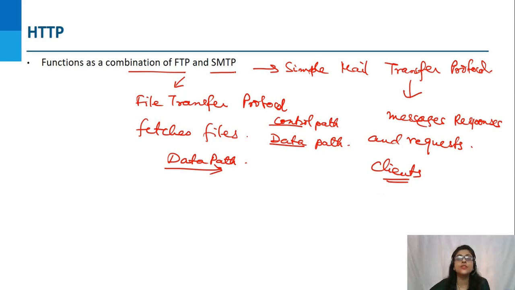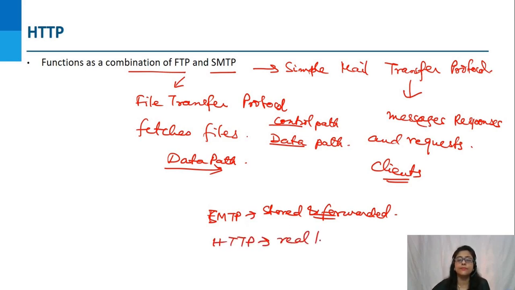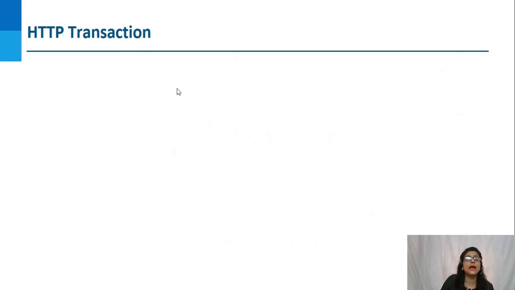Also, in SMTP, the messages are stored and then forwarded to the user, but in HTTP, the messages are sent in real time. HTTP basically uses the port number 80 to send messages. Let us now look at the HTTP transaction.